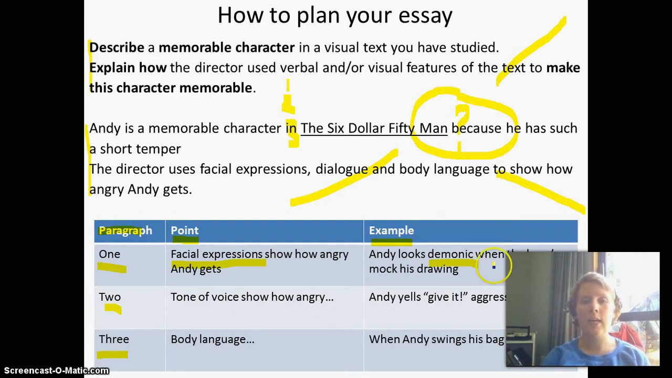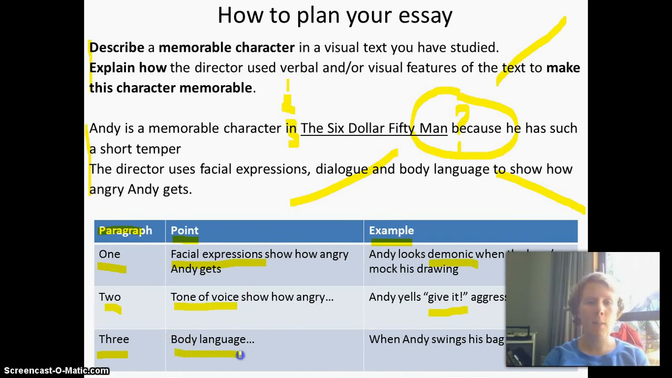When I write the actual essay, I would have to describe this in more detail. So, you know, Andy's brow is furrowed and he bares his teeth almost like a dog. You couldn't just say he looks demonic. You have to go into more detail in the actual essay, but that's sufficient for your plan. The second paragraph is going to be about tone of voice, and that shows how angry he is when he yells, "Give it." Again, you can't just put tone of voice, yells, give it. You need more detail. He yells, "Give it," at the top of his lungs, making his voice sort of scream in anger. You have to go into that detail in the essay.